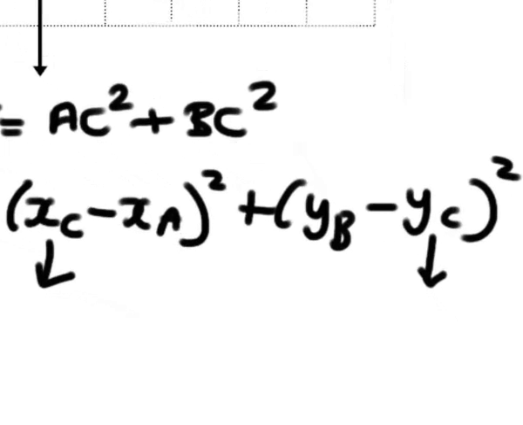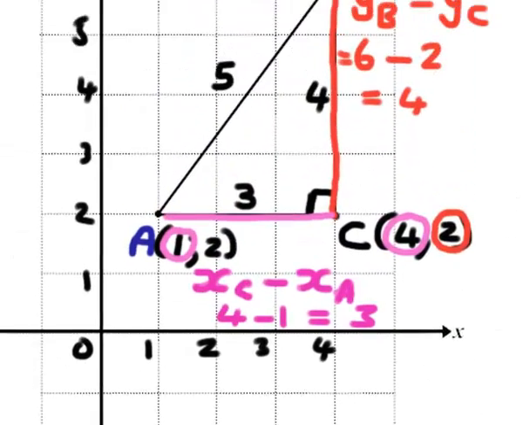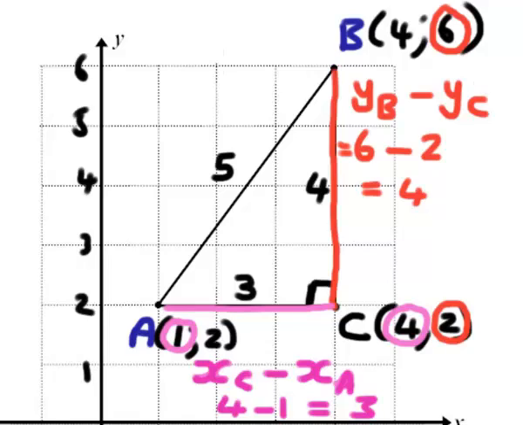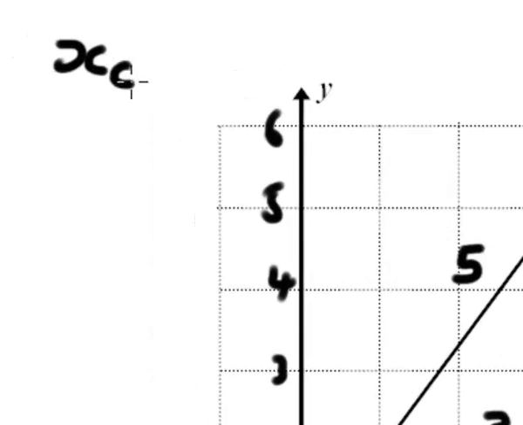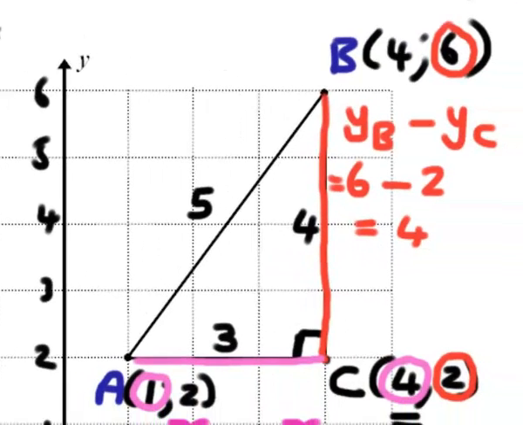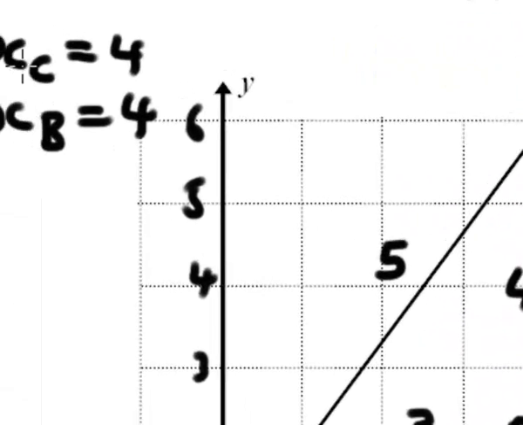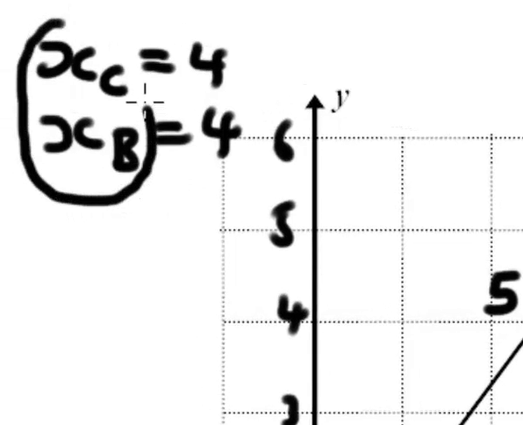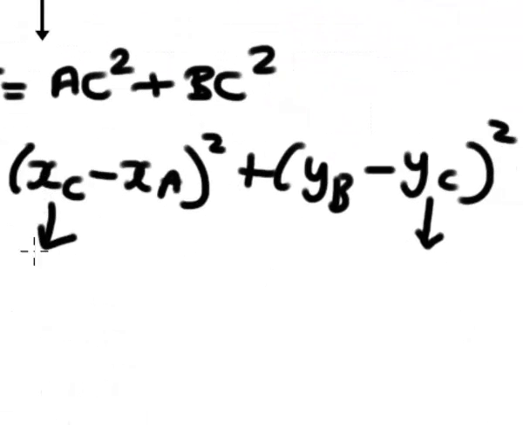Now look at this. What do you know about the x of C? This is important. The x of C is 4. What else is that equal to? The x of C is the same as the x of B. They're both equal to 4. So these guys are the same. The x of C is the x of B.